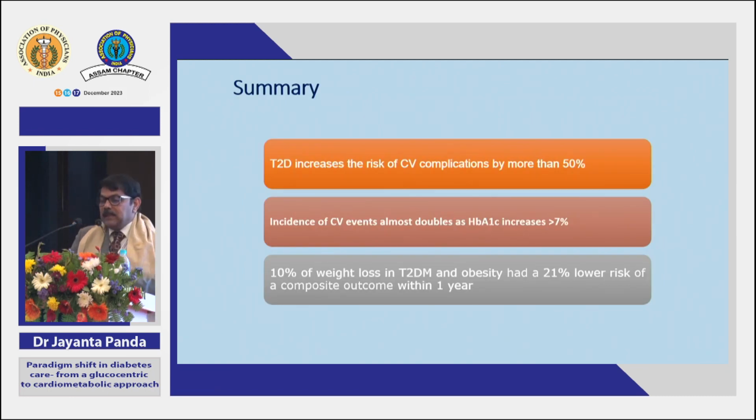Diabetes increases the risk of CV complications by more than 50%, and the incidence of CV events almost doubles as A1C increases beyond 7%, and 10% weight loss in diabetes and obesity has a 21% lower risk of a composite outcome within 1 year.